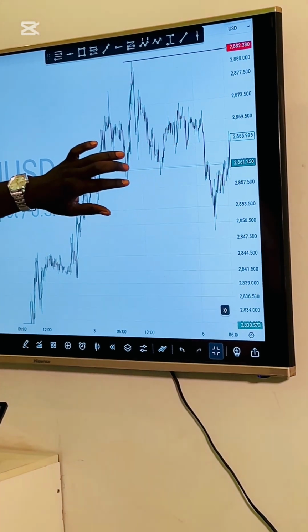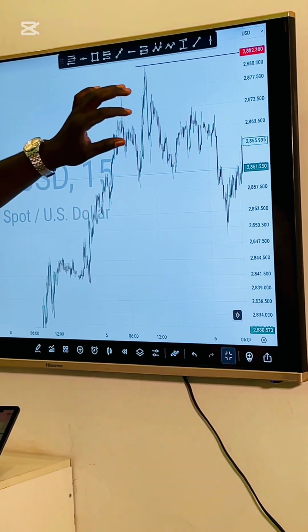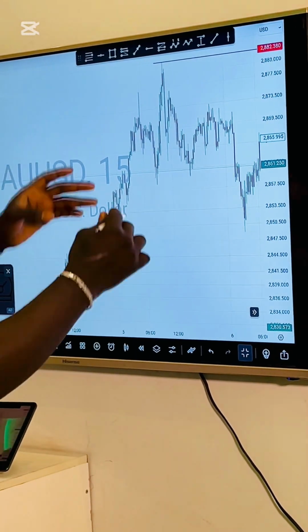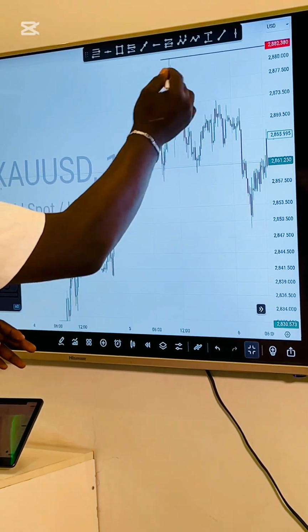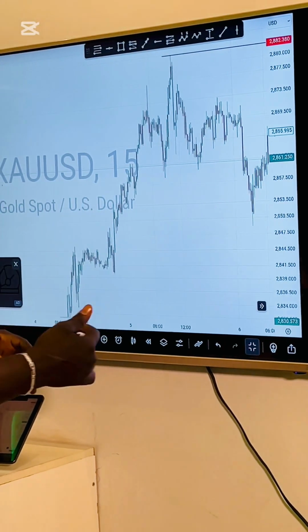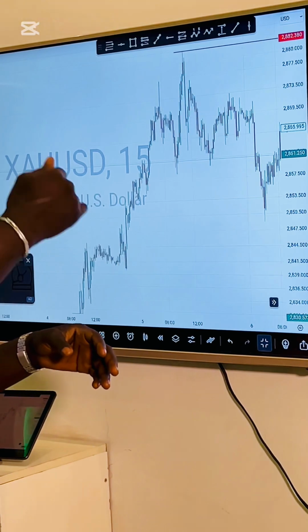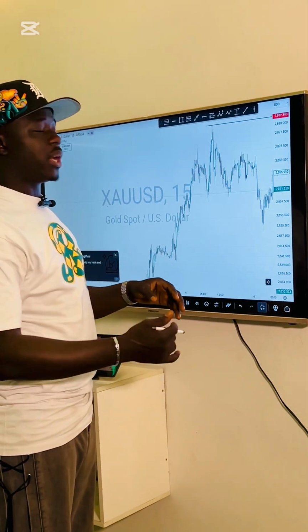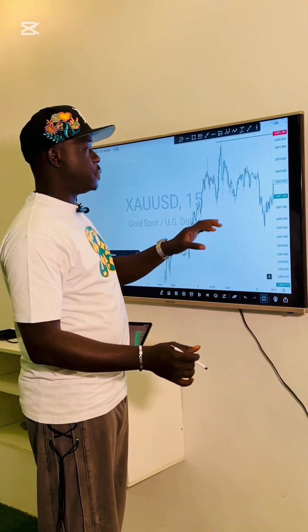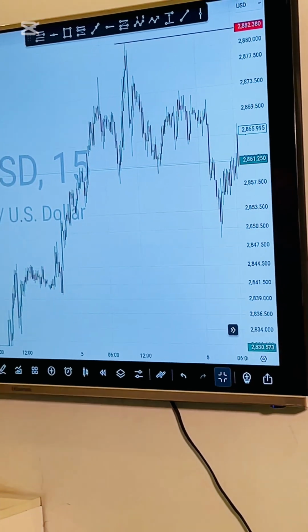So this has basically exhausted. So what are we expecting, since we have also gotten another break of structure to the upside? That is, the price will tend to continue going upward to create another higher high. But price refuses to do that at this very junction.